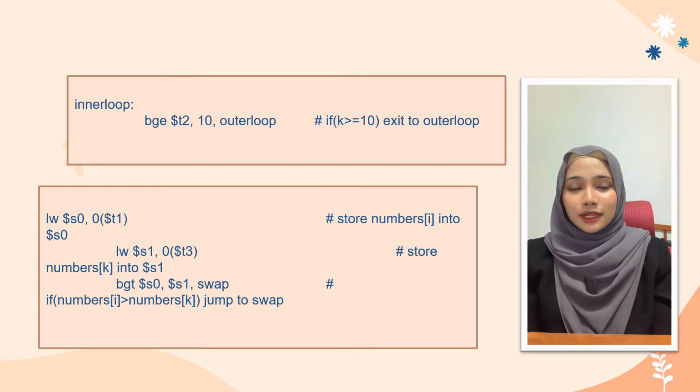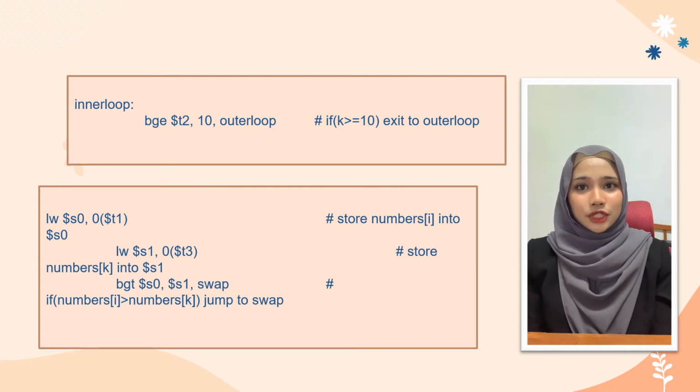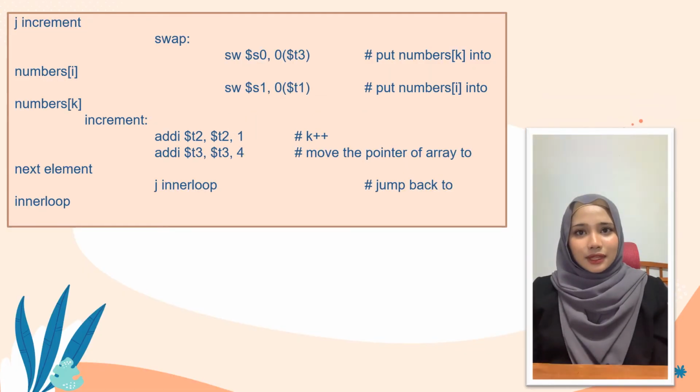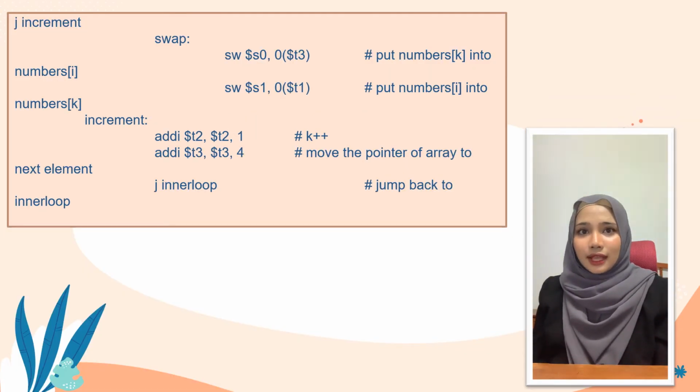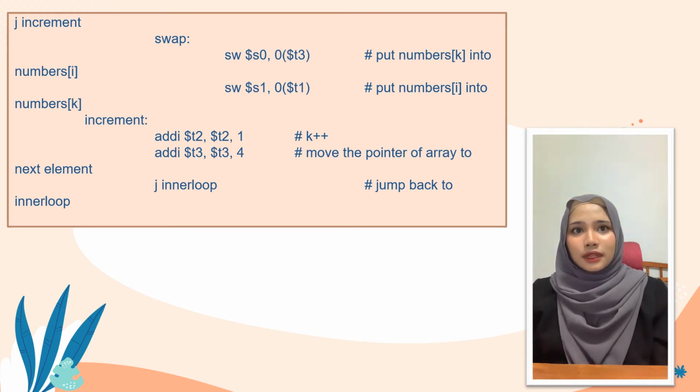Then, BGT, as branch on greater than, compares if the number in register $S0 is greater than the number in register $S1. If true, it will jump to swap. Then, we have the jump to increment. At this time, the program will swap the numbers by using SW, which is store word.